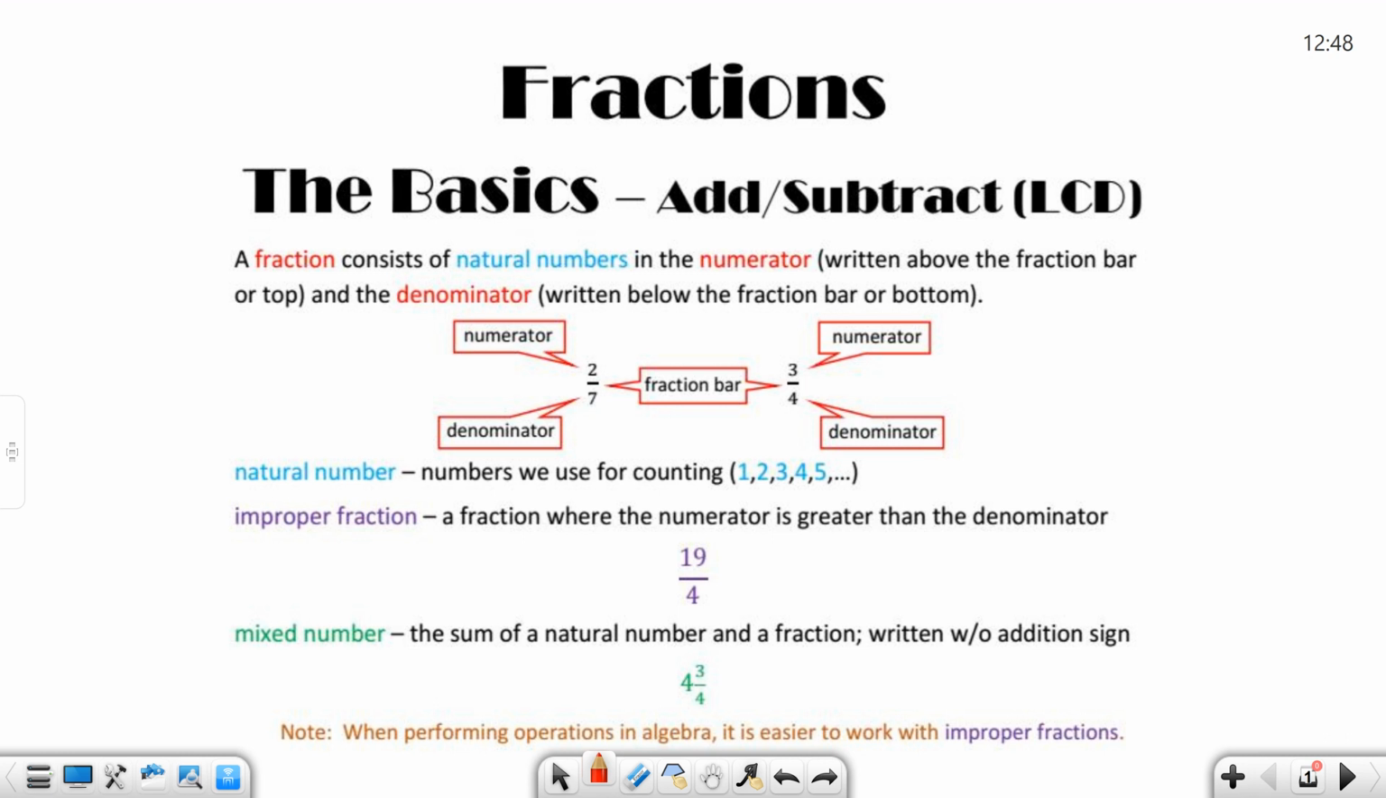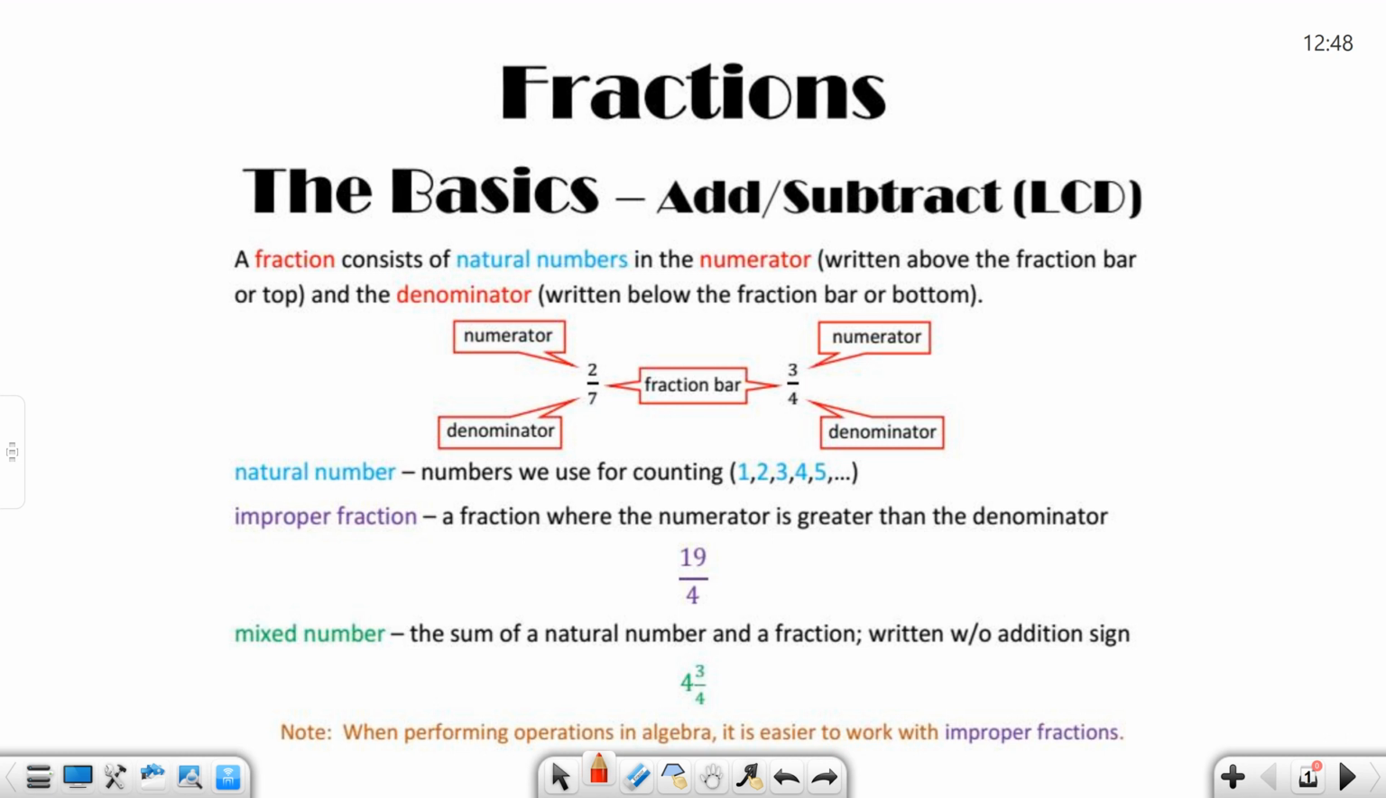Natural numbers, remember, are counting numbers: 1, 2, 3, 4, 5. They do not include 0, that's whole numbers. Okay, that's a different set of numbers. An improper fraction has a numerator bigger than the denominator. So 19/4 is the same thing as the mixed number 4 and 3/4. Mixed numbers are a whole number added to a fraction without the addition sign.